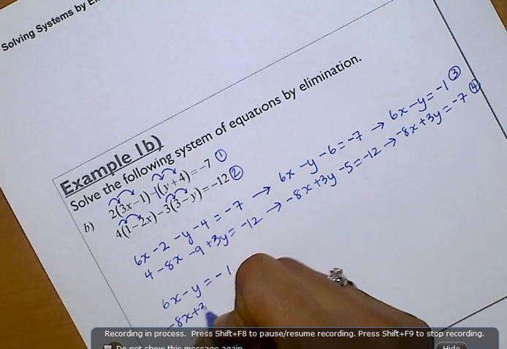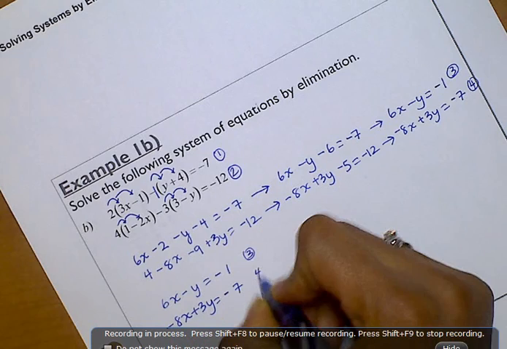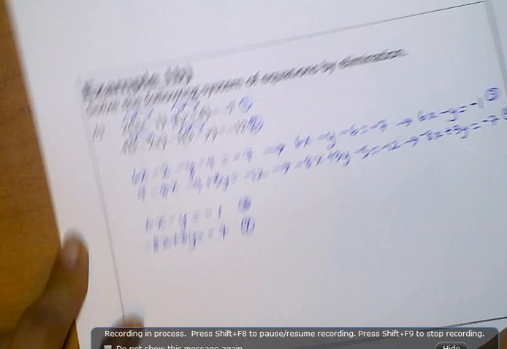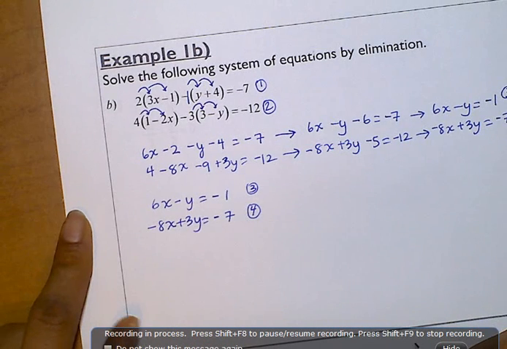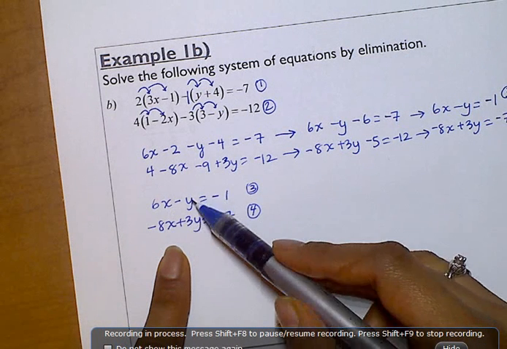The coefficients in front of the x are 6 and negative 8. And here I have coefficients of negative 1 and 3. So it's easier for me to make this a 3. So just multiplying this whole equation by 3. So I'm going to take equation 3 and multiply by 3.